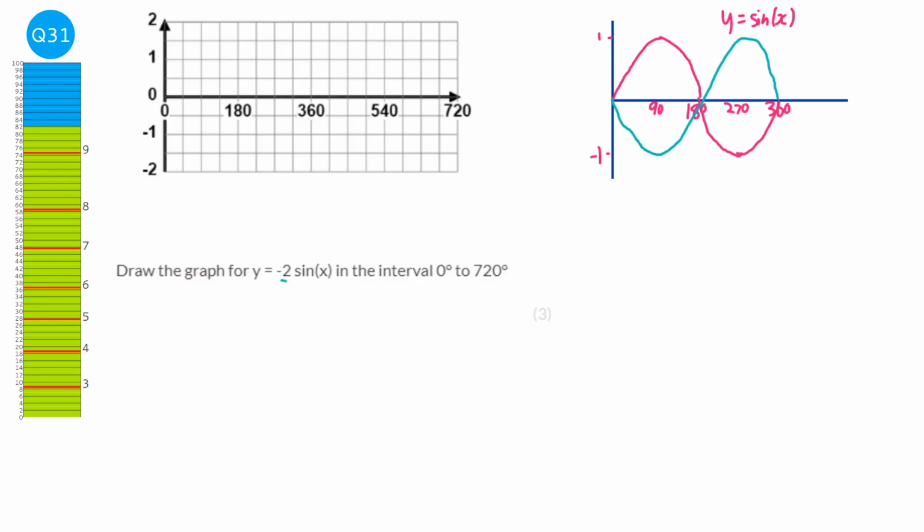And there's also a 2 there, so we're multiplying all the y coordinates by 2. So instead of this going down to minus 1, it will start by going down to minus 2, and it will go up all the way to 2. So we've got a nice idea of how this will look, and so we're going to just start plotting this now, I think.